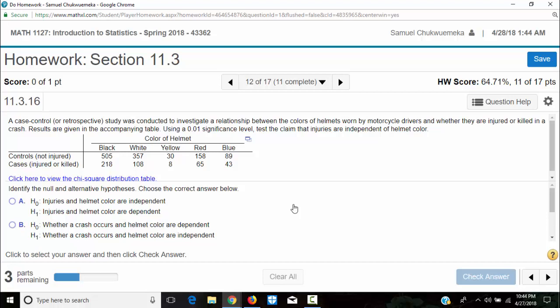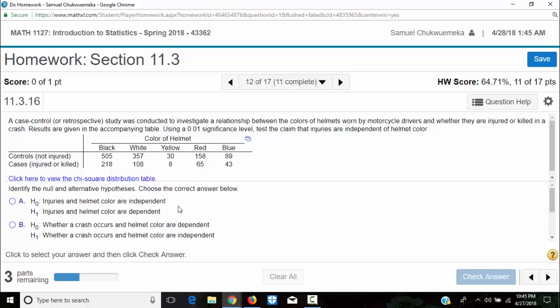Okay, so a case control or retrospective study was conducted to investigate a relationship between the colors of helmets worn by motorcycle drivers and whether they are injured or killed in a crash. Results are given in the accompanying table. Use a 1% significance level. Using a 1% significance level, test the claim that injuries are independent of helmet color.